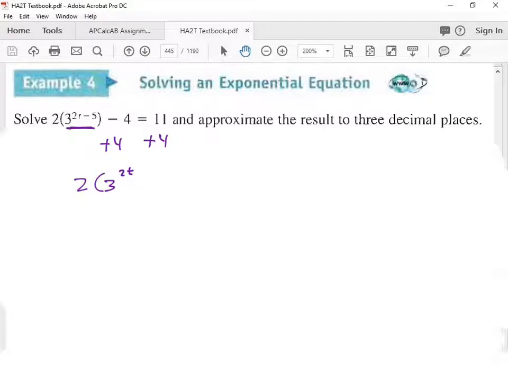t minus 5 equals 15. Next, oh, it's 15. That's whack. I can't divide 15 by 2. Okay, after you divide by 2, this is what we get.